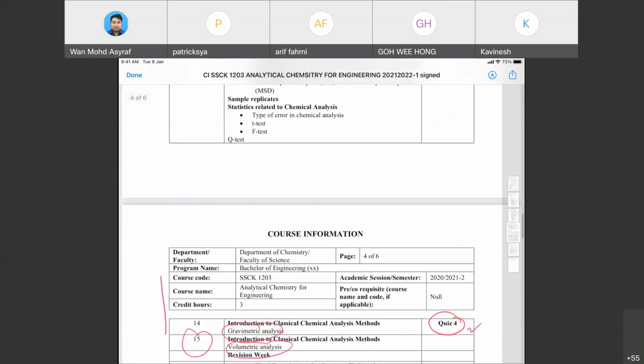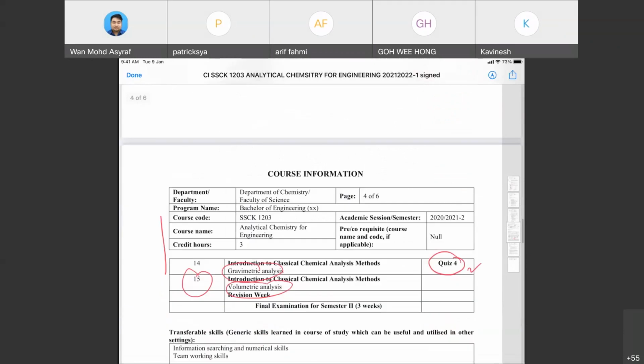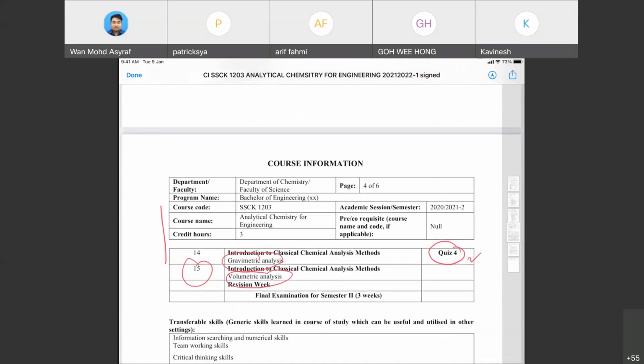All right. So I know that throughout this week 14 we have a lot of quizzes and tests. So that's why we try to do it in week 14 for your quiz 4.